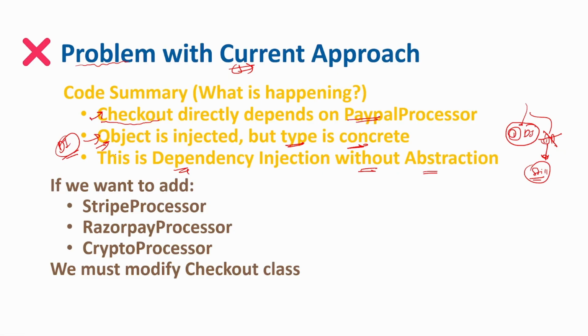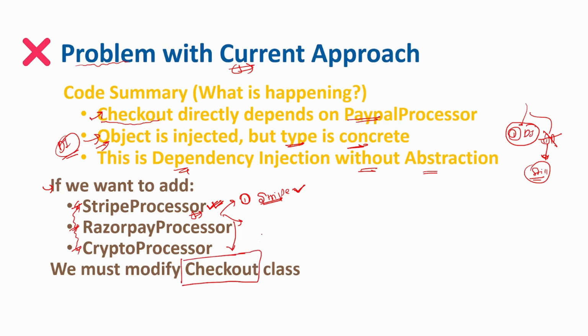Consider now we want to add one or two more payment processors, like Stripe processor or Razor processor or crypto processor. Let's say we want to add one more payment processor like Stripe processor in order to process the payment. Then what do we need to do? First we need to write one new class known as Stripe processor. This is fine, this is not the problem, because if we want to add a new payment processor, we have to write that class. The problem is that we need to modify the checkout class in order to use that payment processor.